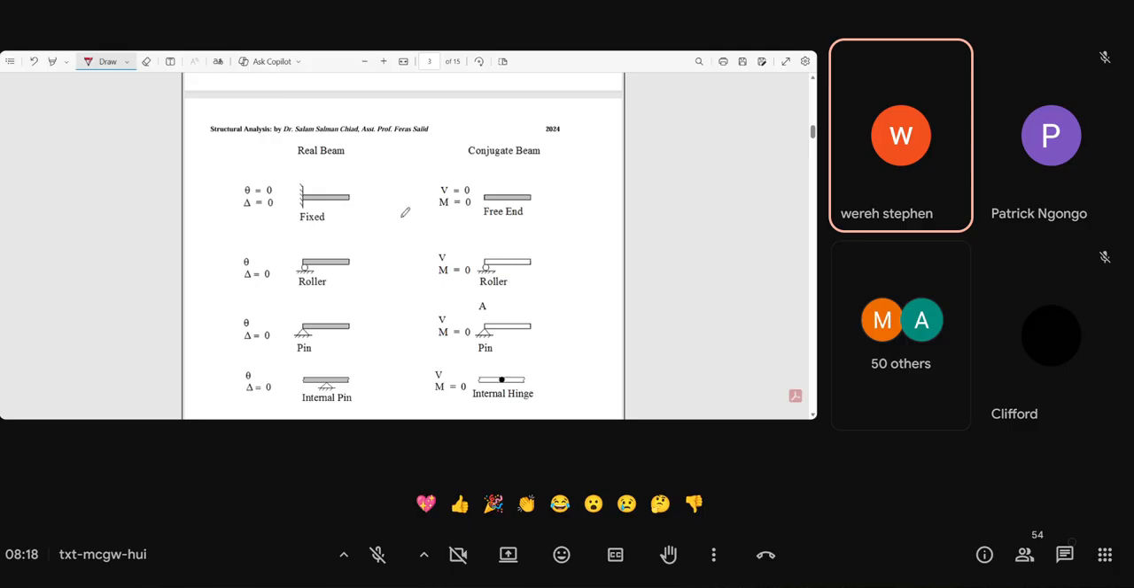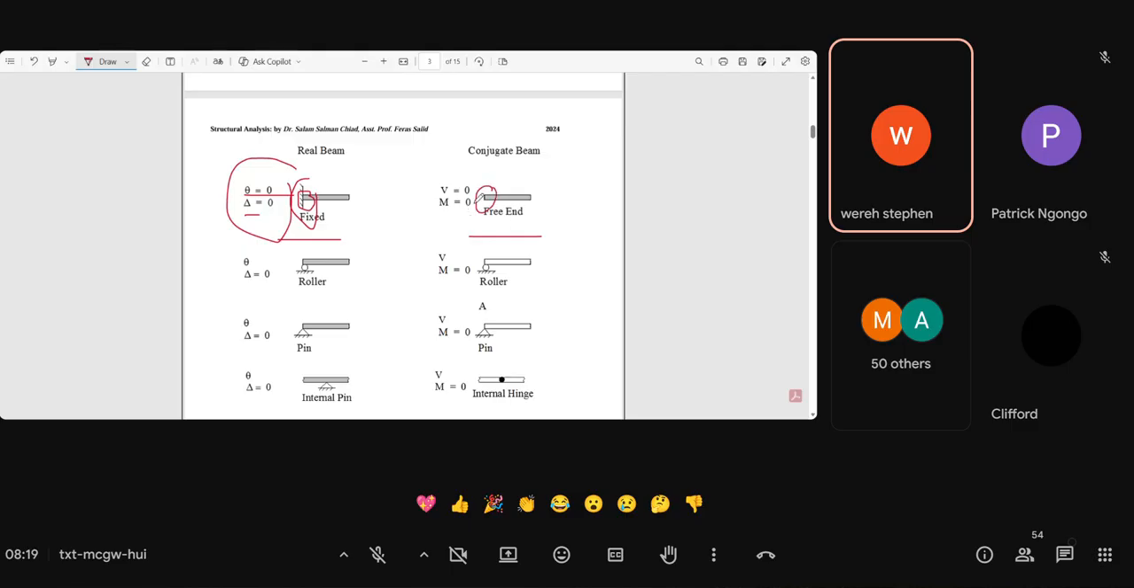So I want us to look at this real beam and conjugate beam. Now this is just elementary. If the end is fixed, there's no rotation. So the rotation is normally 0. And also the deflection. This thing is fixed here, so it cannot deflect because it is fixed. So in the real beam, we have a fixed support. In the conjugate beam, it will be a free end.